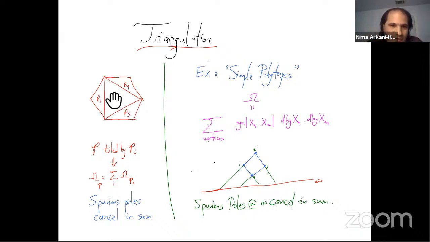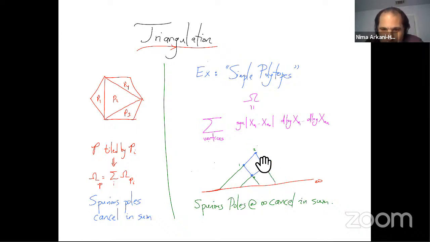Each term will have some spurious poles corresponding to these internal boundaries, but the spurious poles necessarily cancel in the sum. One particular example is a sort of universal way of triangulating any polytope, which is simple. A simple polytope is one that locally in the neighborhood of every vertex looks like a simplex. And this corresponds to a kind of inclusion-exclusion type triangulation of the polytope.